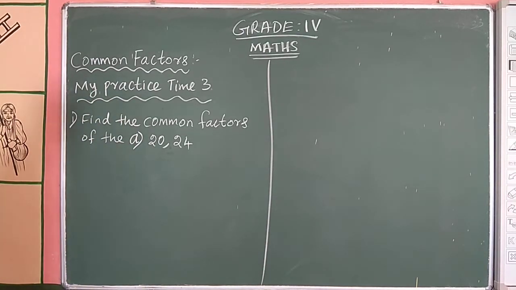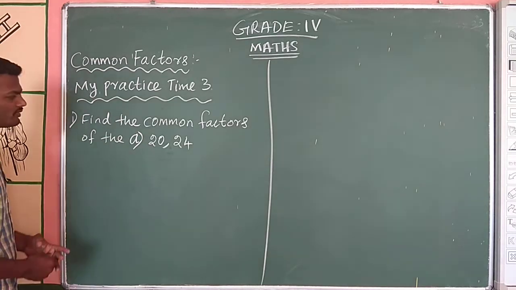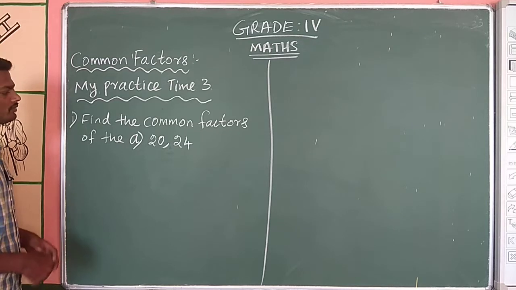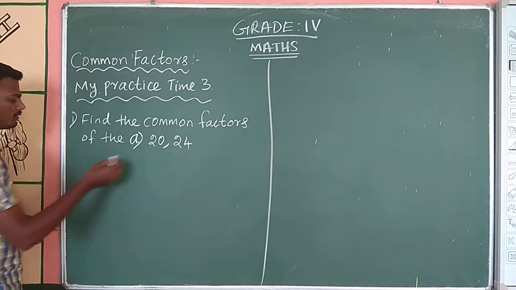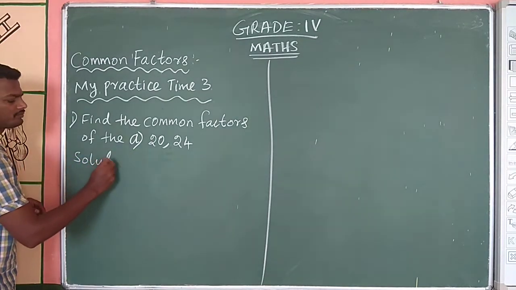My practice time 3. First question. Find the common factors of 20 and 24. Question number A, 20 and 24. First solution.